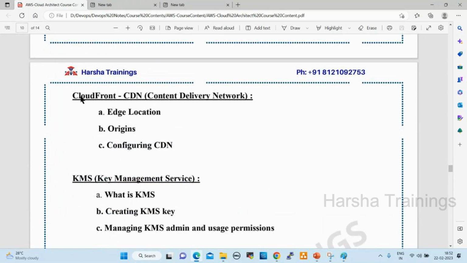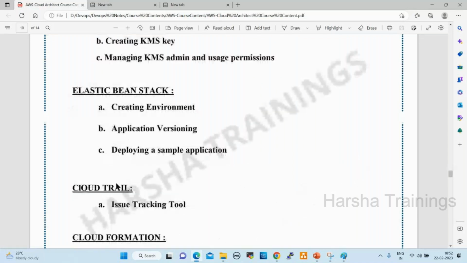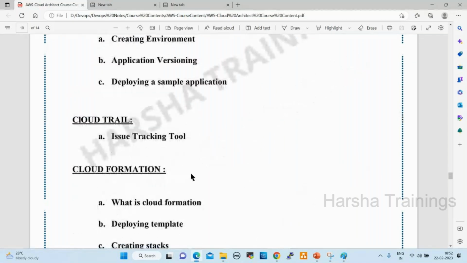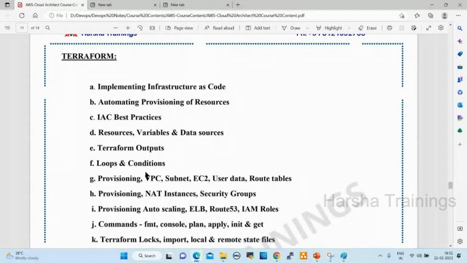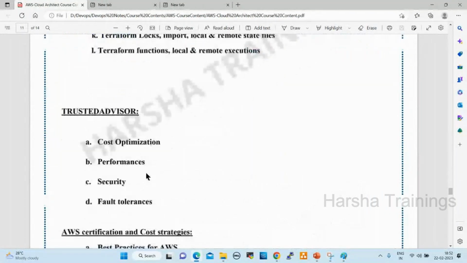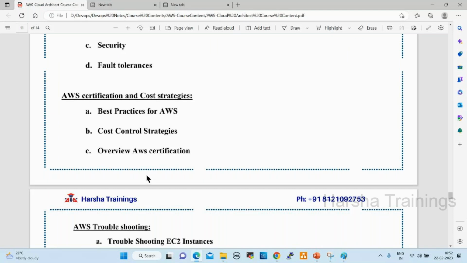CloudFront, we'll deep dive. And KMS, Key Management Service, we'll deep dive. Elastic Beanstalk also will be covered here. CloudTrail, CloudFormation, Terraform. Terraform will also be covered a little bit. So these are the things that will be covered. AWS Lambda also will be covered here.